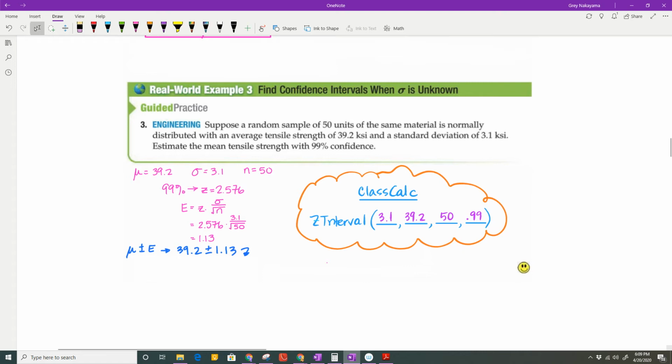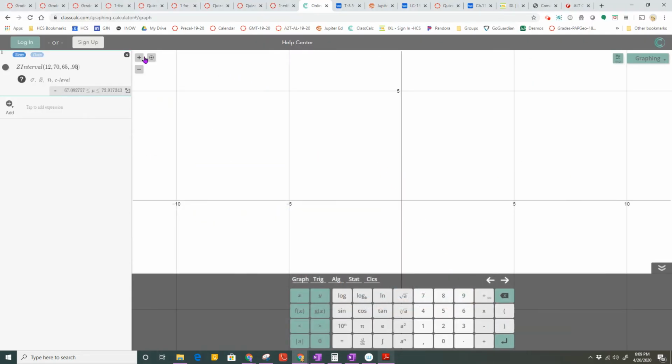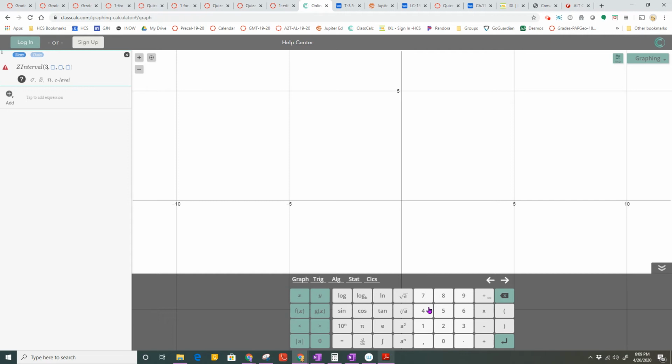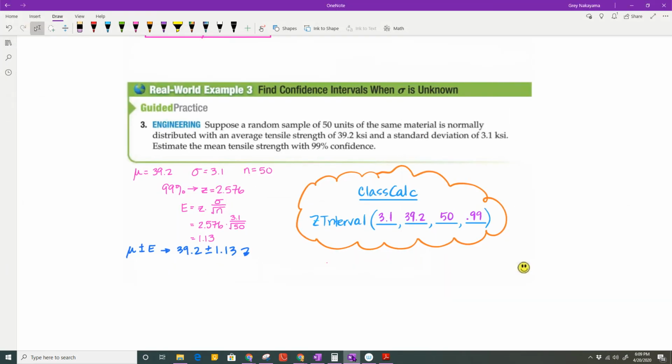Before we get what that answer is, I'm going to put it back in here so you can remember. Stat, test, Z interval. My standard deviation 3.1, my mean 39.2, my sample size 50, my confidence level 0.99, and it gave me 38.07 and 40.33. Let's see what I put down. 38.0, okay, so I rounded it. 38.1 and 40.3 KSI. And there you have your answer.